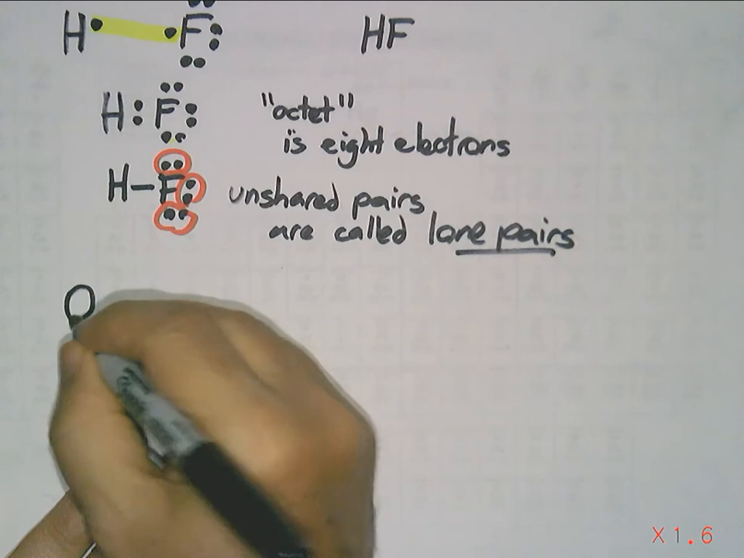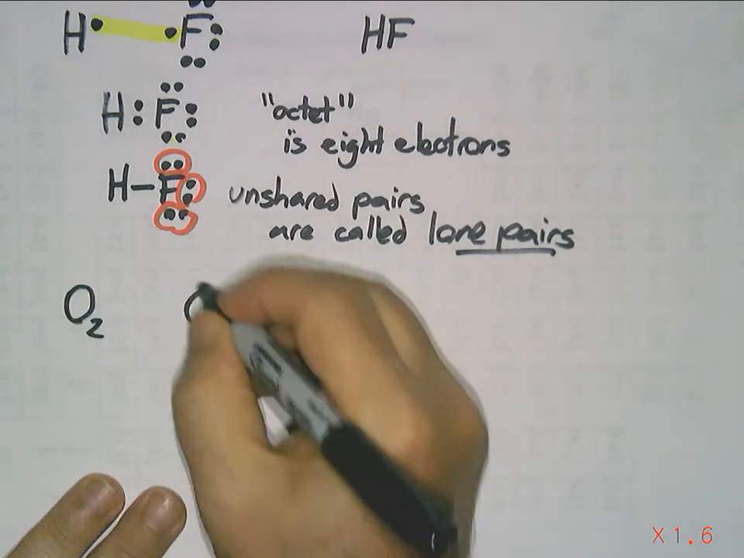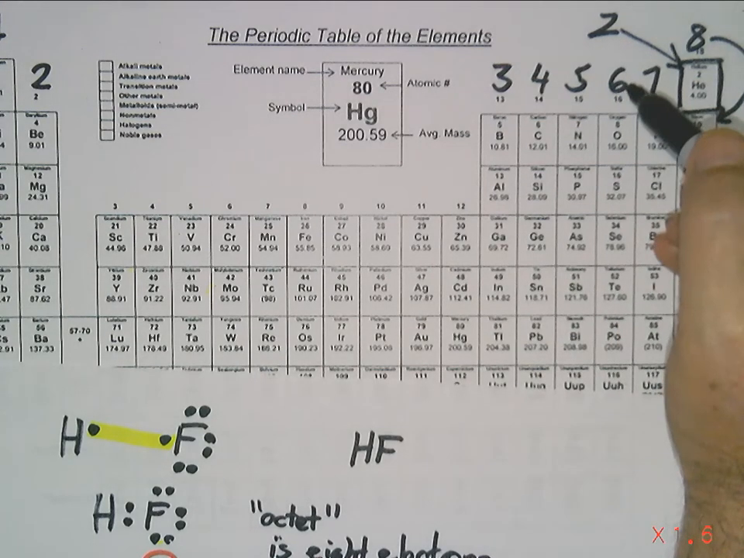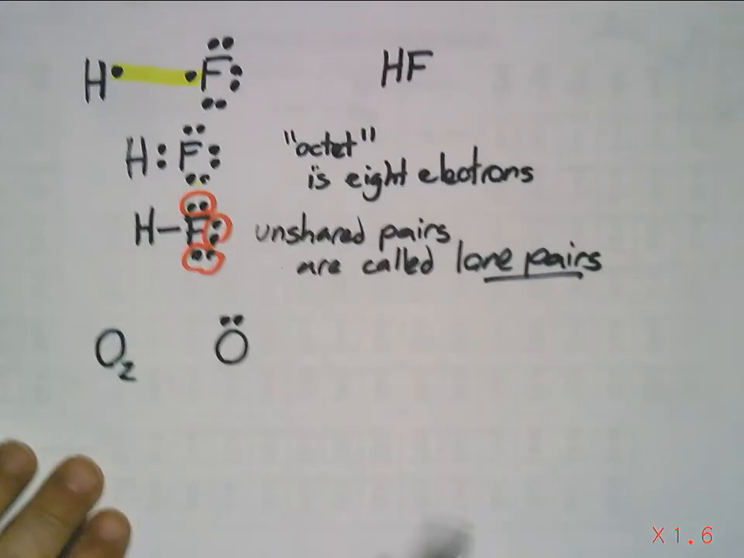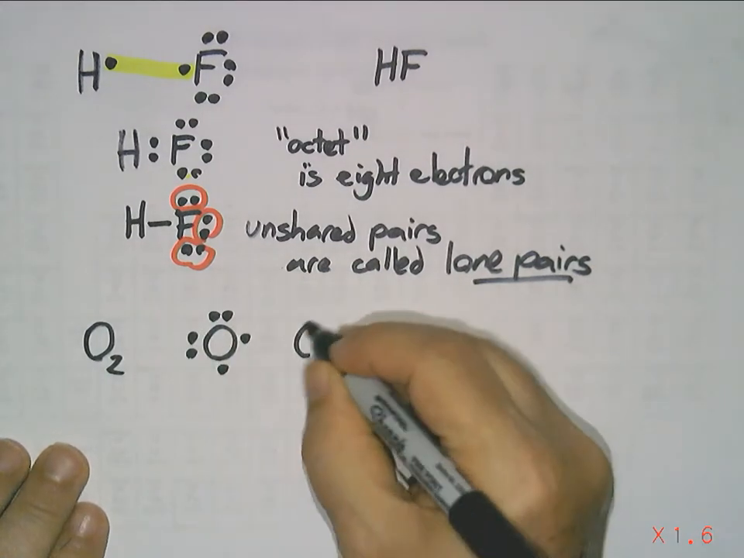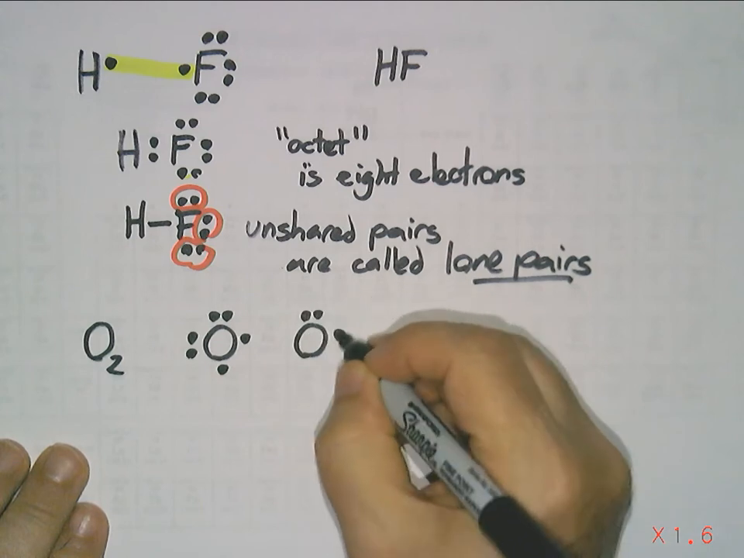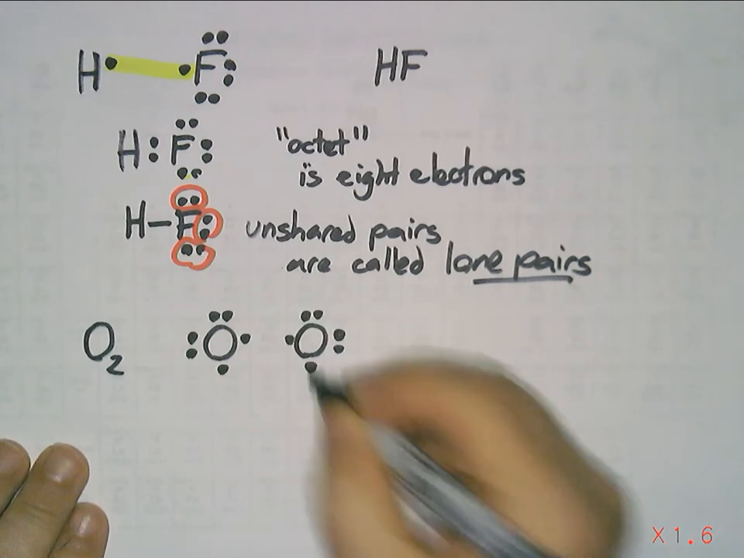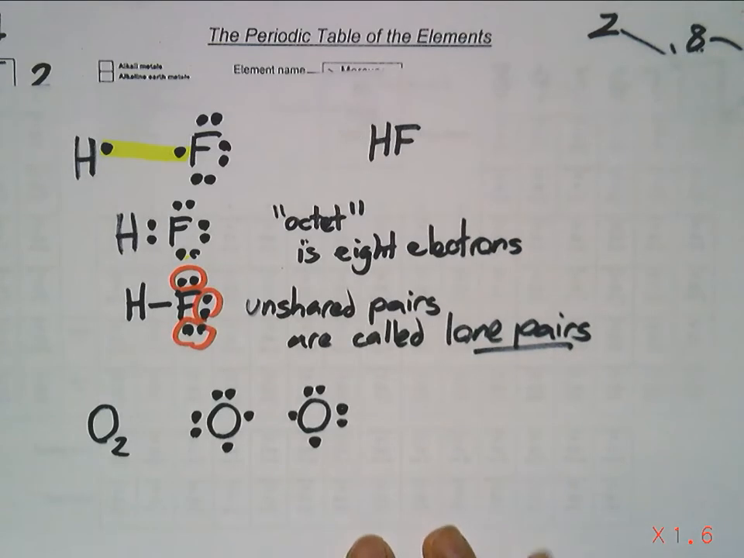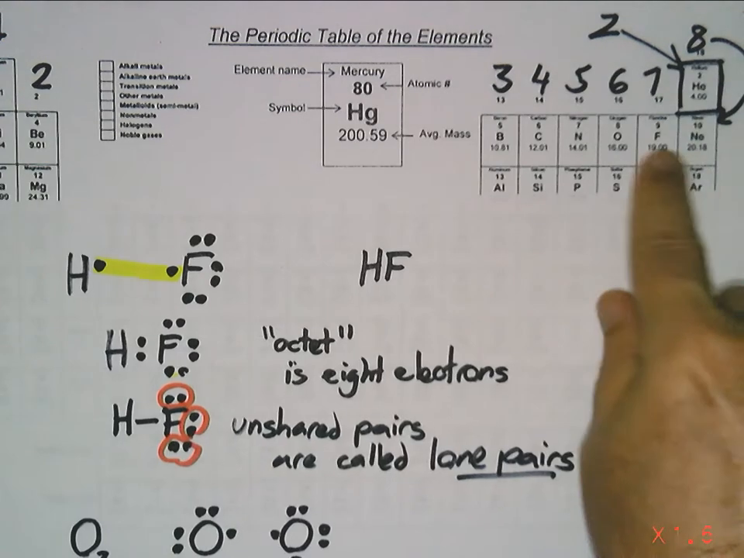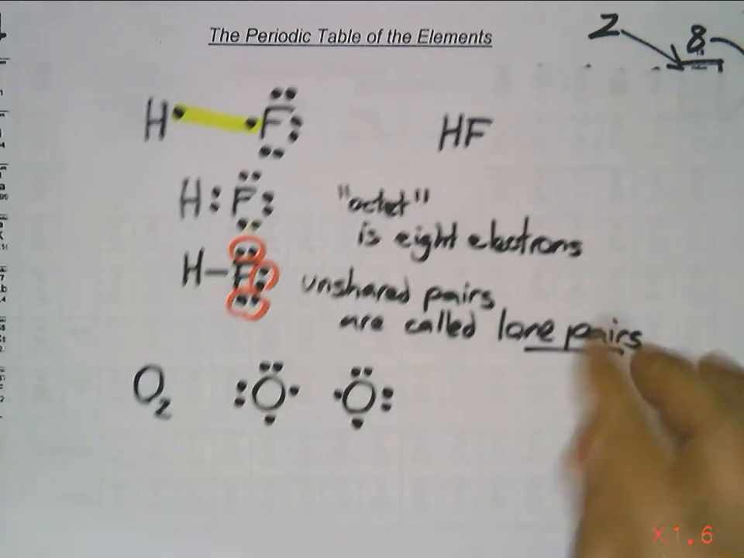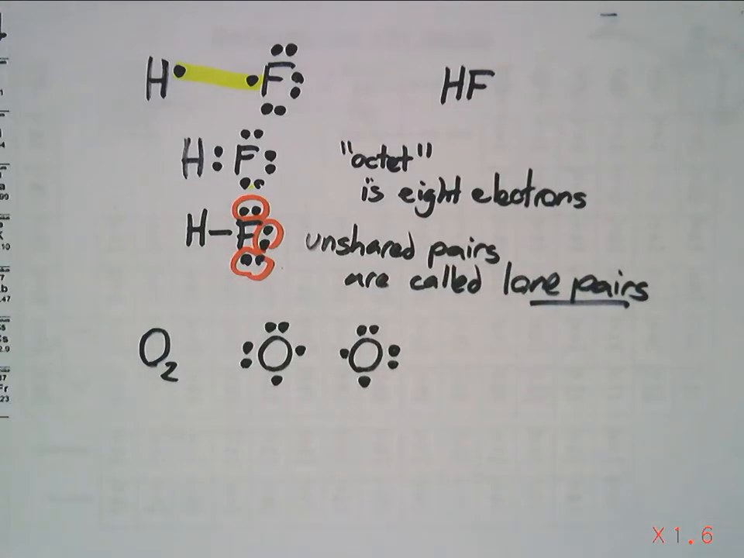Let's do O2. Okay, here I have an oxygen. It's got how many? There's oxygen. It's got 6 valence electrons. Here's another oxygen, and it's got 6 valence electrons. How many do they want? Well, oxygen wants to have an octet, just like neon. So it wants to pick up 2 more electrons, right? And this oxygen is the same. It wants to pick up 2 more.